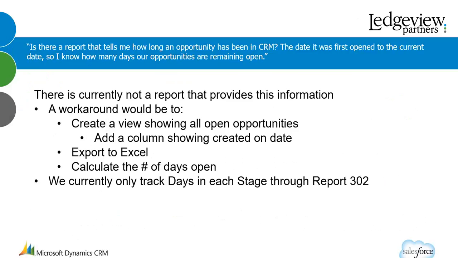You could create a view showing all of your open opportunities, then add a column showing the created on date, export that information to Excel, and add in a column of number of days open, and you can calculate that information. We currently only track days in each stage through Report 302, so that's a way you could do it, also by a manual calculation of seeing how long each one has been in each stage, and that will tell you how long it's been open.